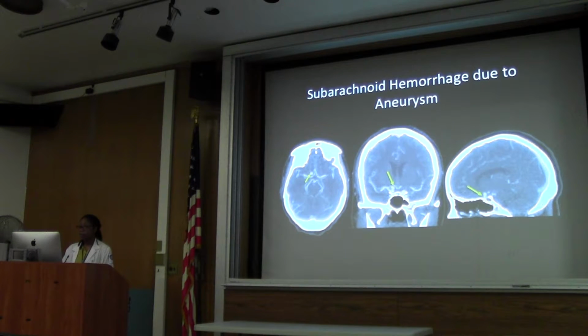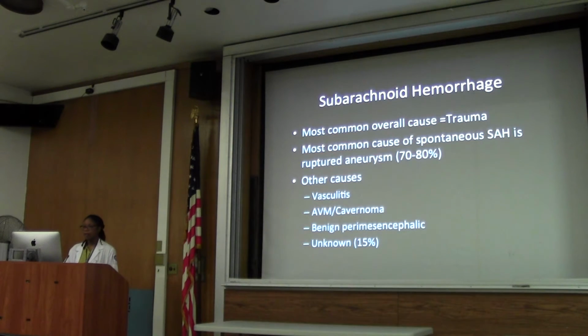Okay. Subarachnoid hemorrhage, like I said before, is overall the most common cause is trauma. If there's no trauma, then the most common cause would be a ruptured aneurysm in 70 to 80% of cases. There are other causes too, like vasculitis, if the patient has an AVM or carcinoma, benign perimesencephalic subarachnoid hemorrhage is another entity we'll talk about briefly. And a lot of times we just don't know why the patient has subarachnoid hemorrhage.